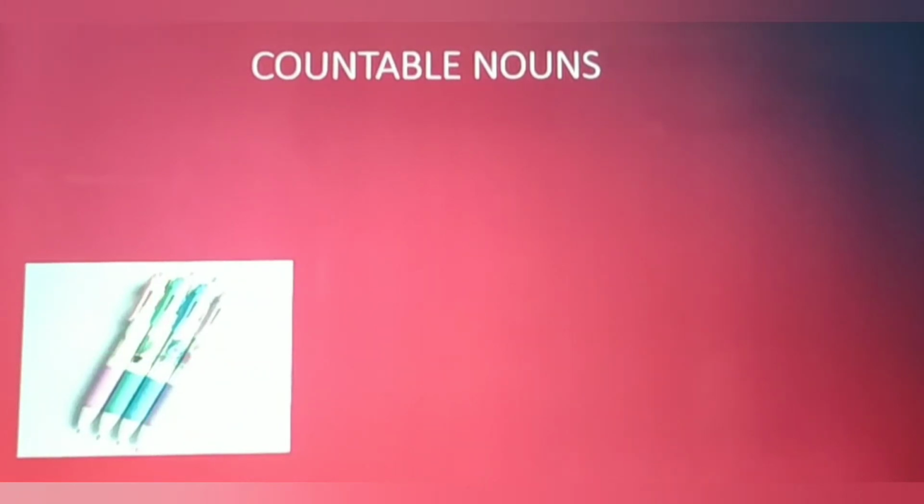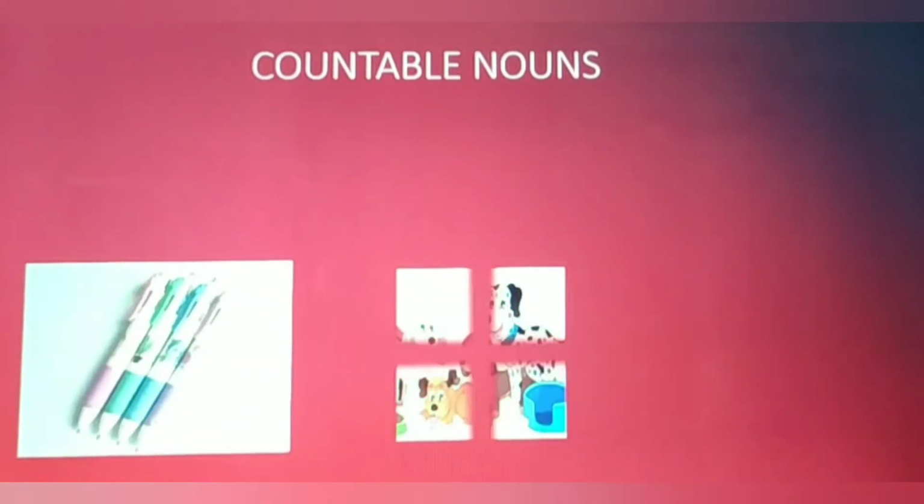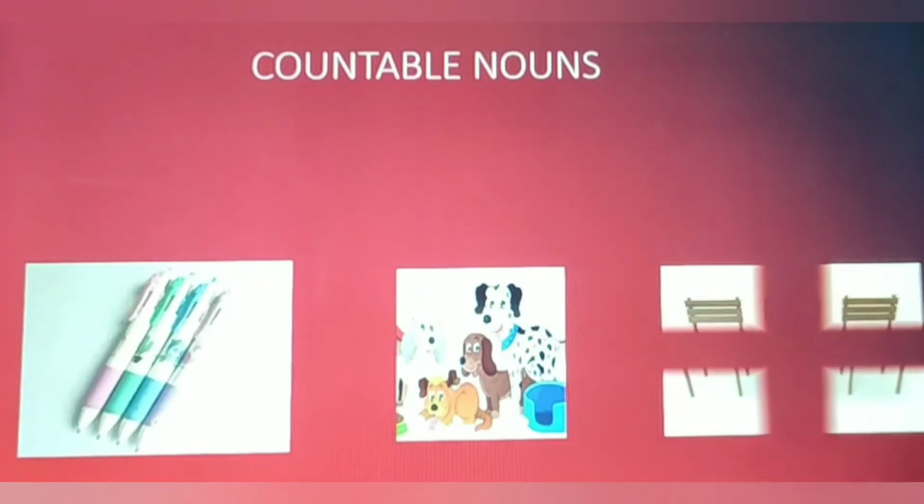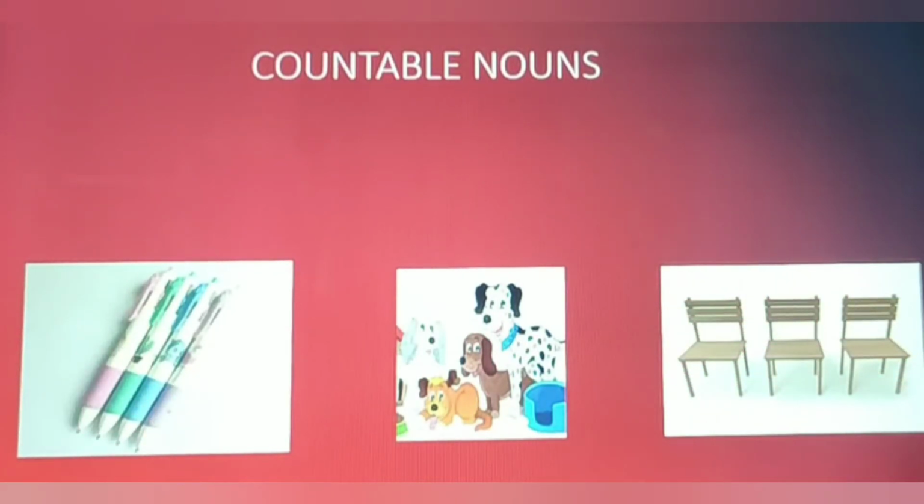Pen, dog, chair. So in the first picture, how many pens are there? 1, 2, 3, 4. There are 4 pens in the first picture. So if I have only one pen, I would say I have a pen. So I can count the pen. I have only one pen. I have 3 pens. So I can count 1, 2, 3. So that becomes a countable noun.